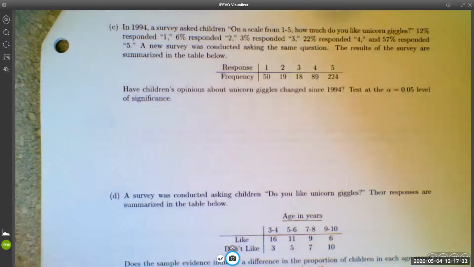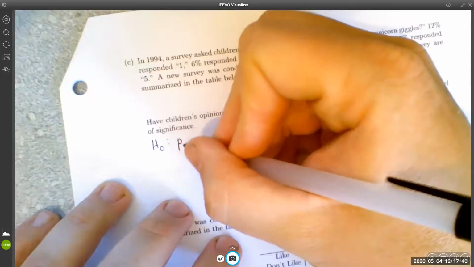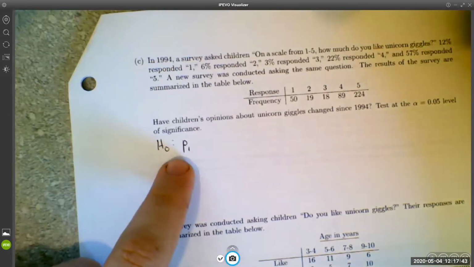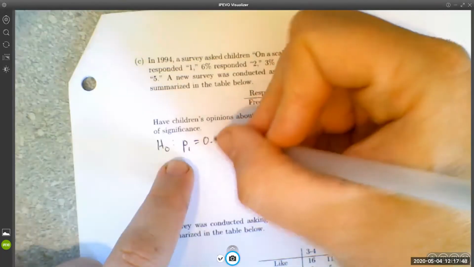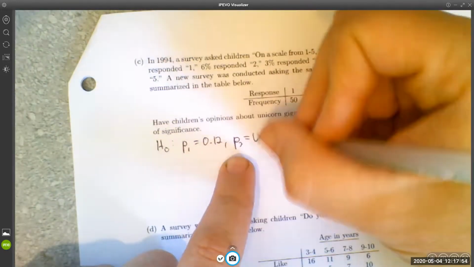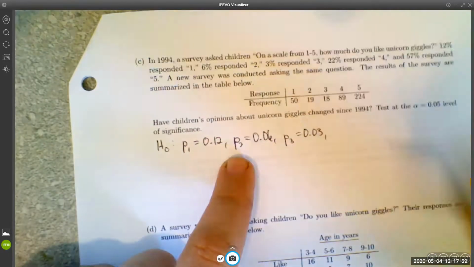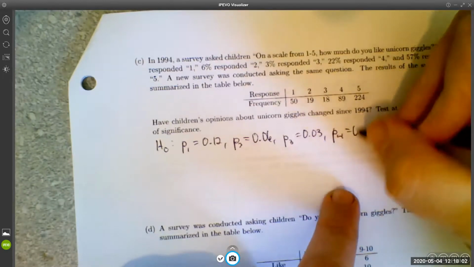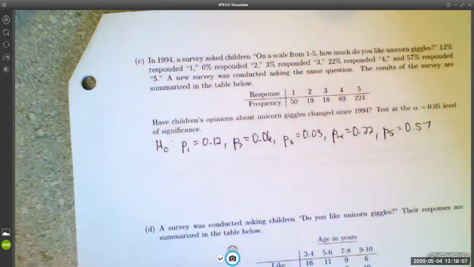Well, the null hypothesis is that no, they have not. They're the same as they were in 1994. So if that's true, then the proportion of kids who answered 1 would be the same as it was in 1994, right? 12%. The proportion of kids who answered 2 is the same as it was in 1994, 6%. 3, same as 1994, same as 1994, same as 1994. Okay? That's the null hypothesis.